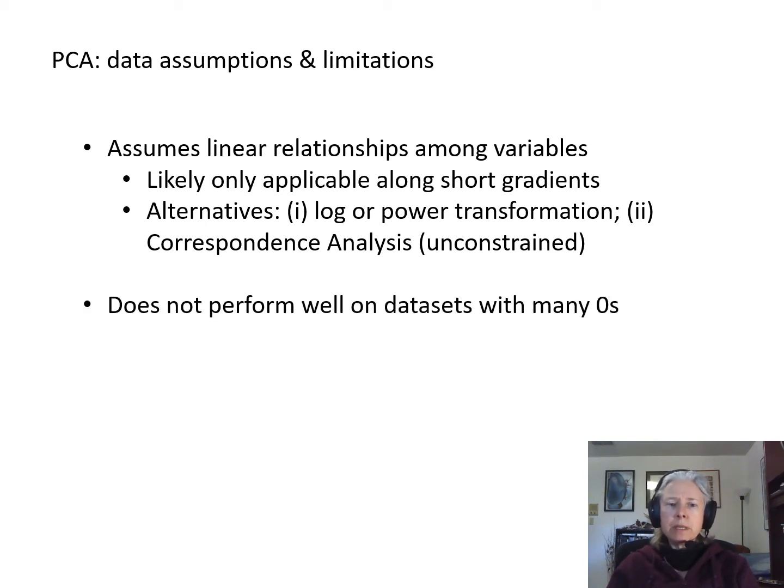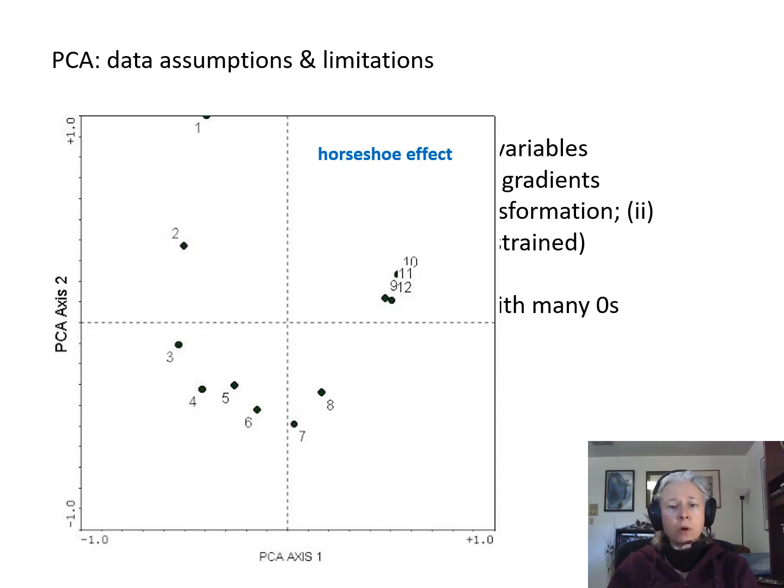In addition, PCA does not perform well on data sets that have lots of zeros in them. And that is manifested as what's called a horseshoe effect. So you can see this curvature here like a U. In this case, the toe points down, but the toe of the horseshoe could also point up. In this particular example, we have 12 sites numbered sequentially from 1 to 12 to represent positions that they should occupy along an environmental gradient.